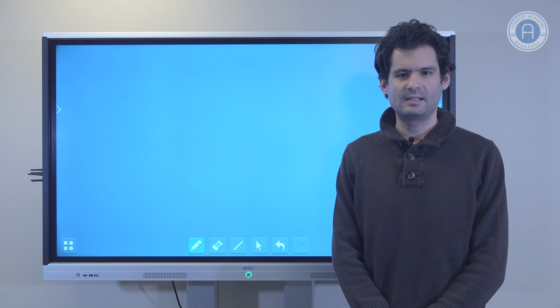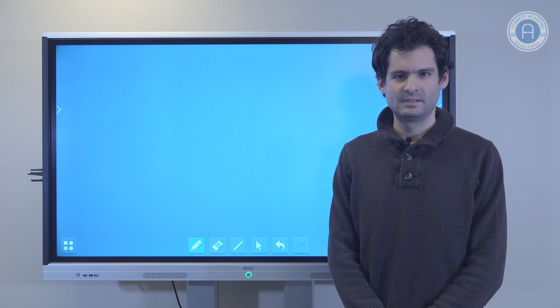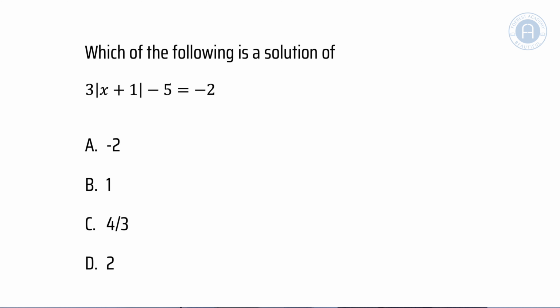Today we'll be looking at an SAT math question. The question says as follows. Which of the following is a solution of 3 multiply the absolute value of x plus 1 minus 5 equals minus 2? And those are the choices.